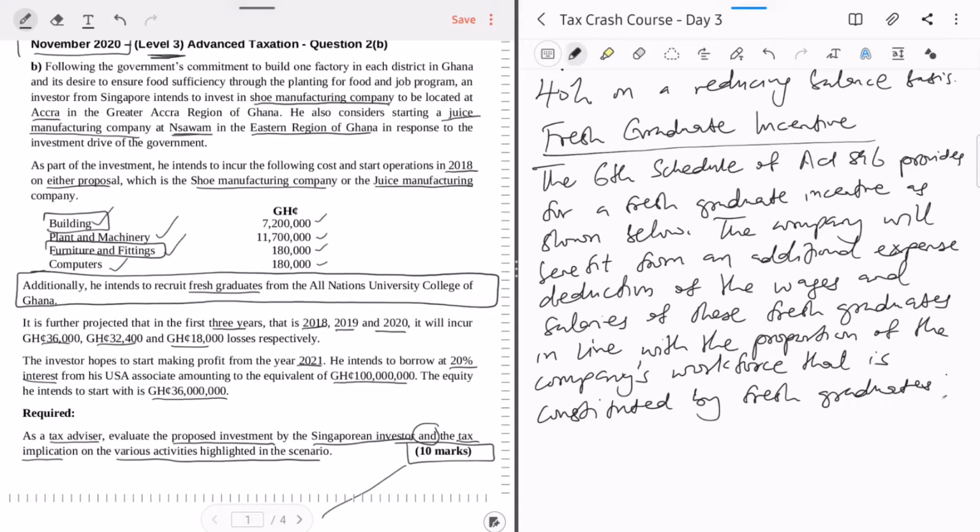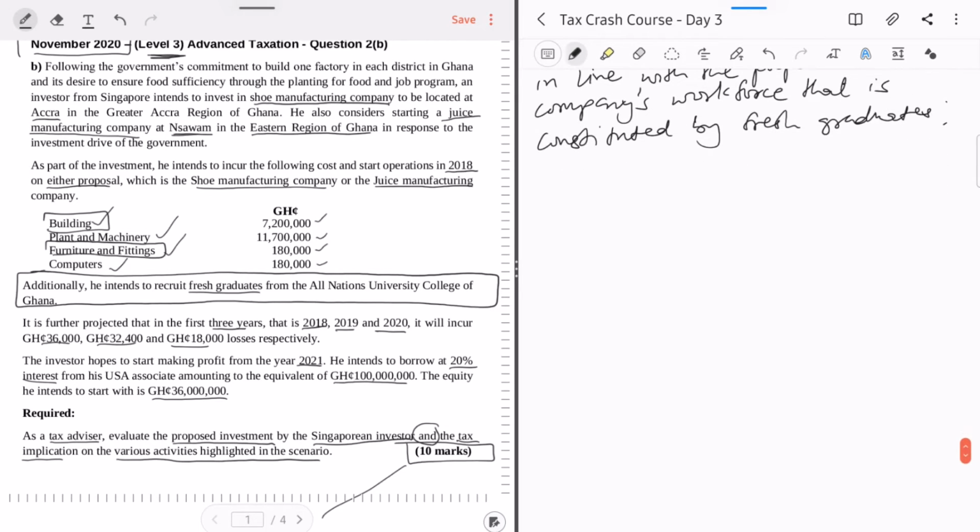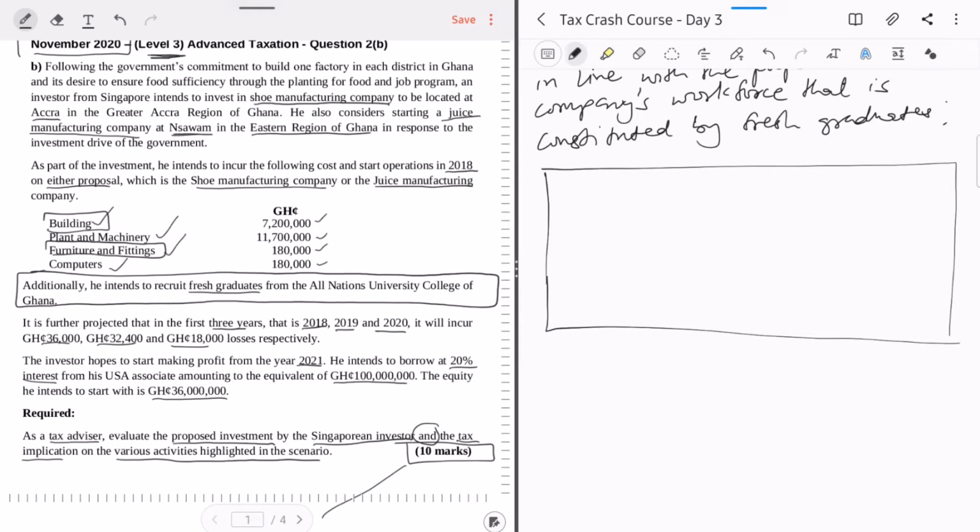fresh graduates, we give you an additional deduction of their salaries and wages as a CIT deduction. Take note, you get a deduction for their salaries anyways, but this is giving you an additional deduction to encourage you to recruit more fresh graduates, right? So what does the law provide for? Let's create a table. So something like this, because we told the examiner that we've shown it below, right?